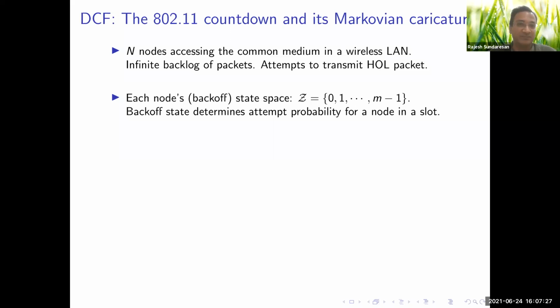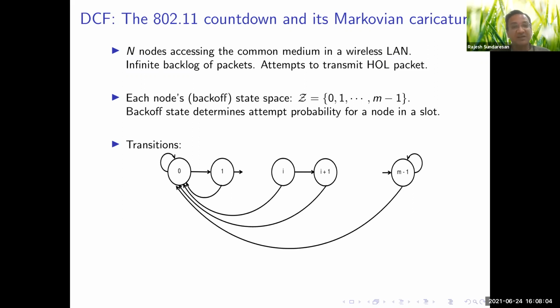Each node also has a state, and we call this the backoff state. And the backoff state can be either 0, 1, or up to m-1. And I'll give you an interpretation for this very soon. But what this backoff state determines is what's the attempt probability when you're in that particular state. So if you attempt with a higher probability, you're a little more aggressive. If you attempt with a lower probability, you're less aggressive. The backoff state determines the aggressiveness with which a particular node will attempt to transmit its head of the line packet. Here are the states, 0, 1, all the way to m-1.